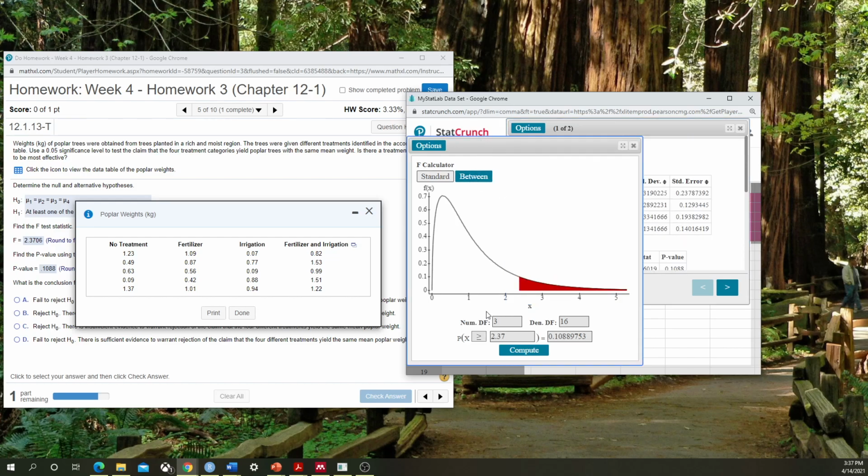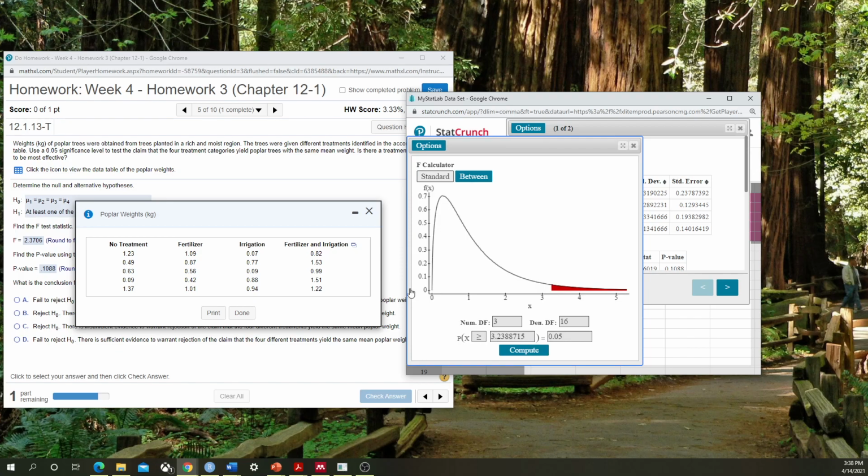So this is the distribution it's drawing from, given a numerator of 3 and a denominator of 16. The numerator is the number of groups minus 1, and the denominator is the total number of samples minus the number of groups. That's how it figures out this distribution. And our critical F value, if I change this to 0.05, would be 3.24.